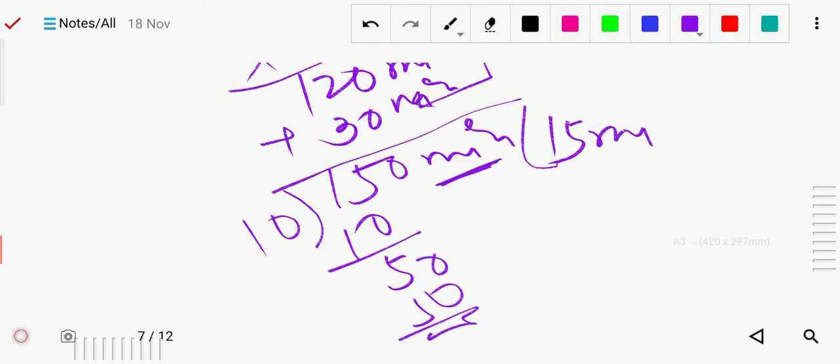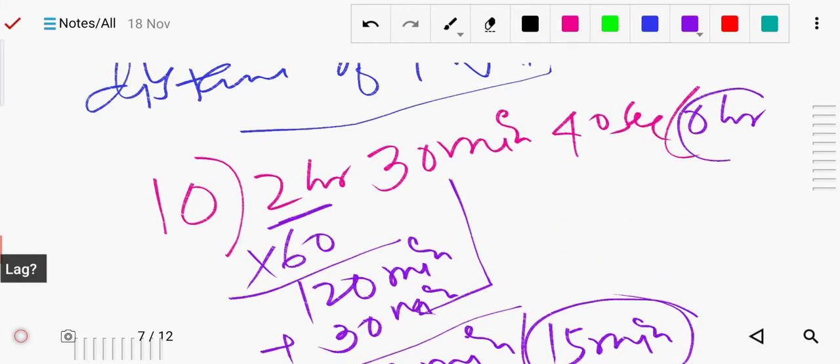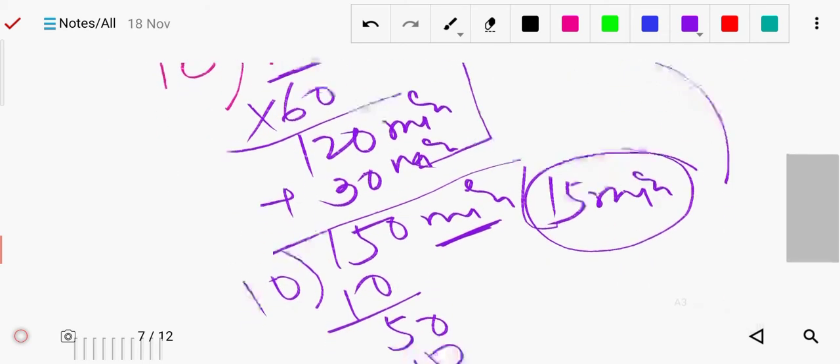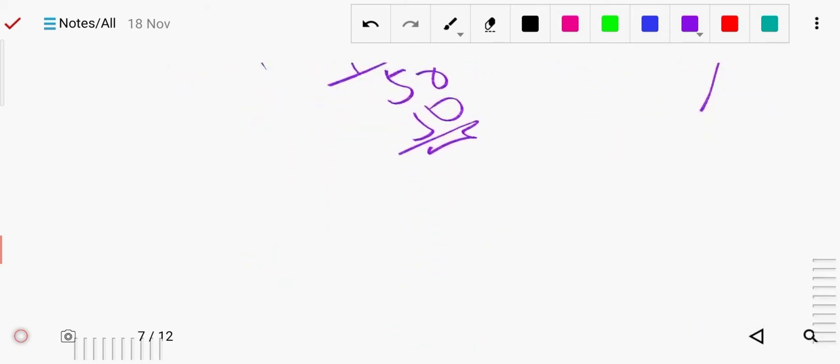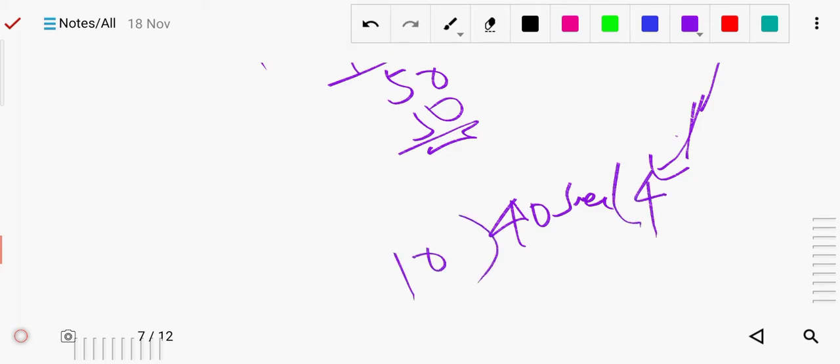So 50 minute. Okay, so just circle it. Now this 0 hour we got. Now this 40 will come down. So now 40, you just write here. For this 40 is here. So now 40 second. Can we divide by 10? Yes. So divide by 10 how many times? 4 times. So it is 4 second 40.